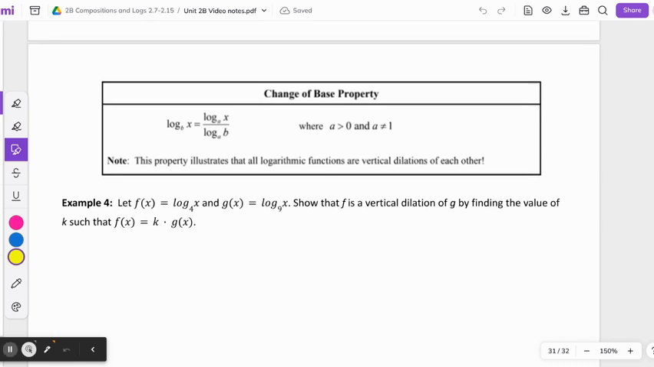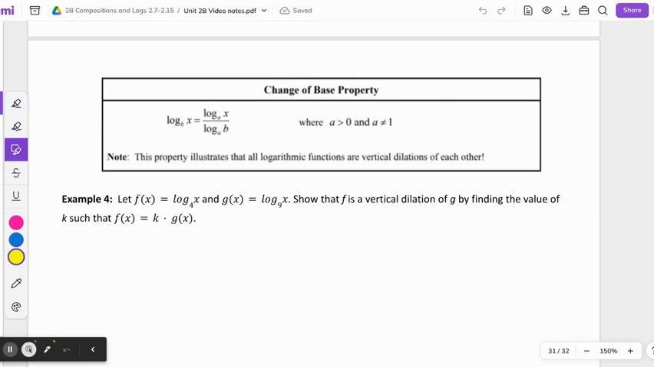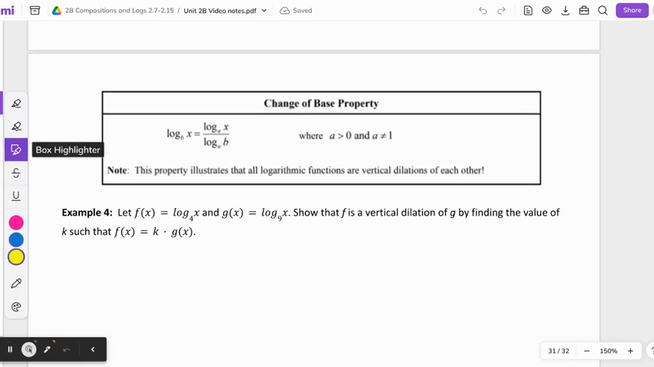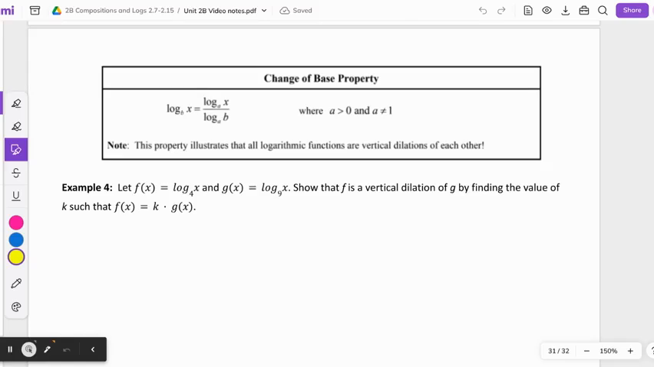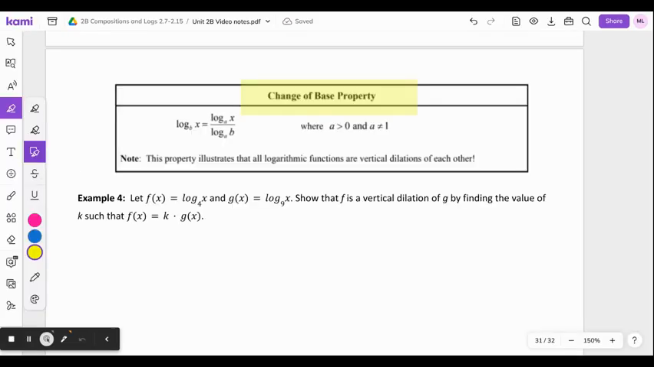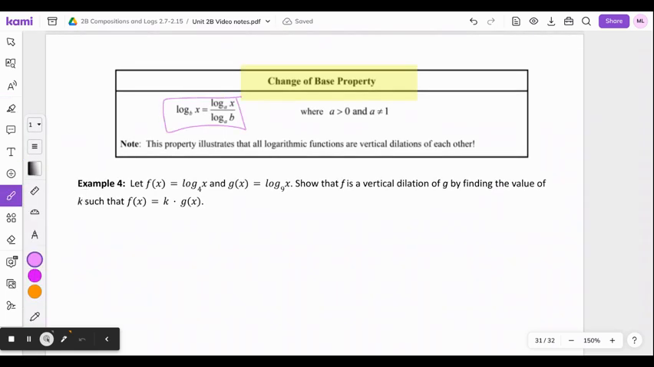All right, looking down here, we got the change of base property. So with the change of base property, we can also rewrite logs in a different form. So if you have log base b of x, another way to break it up is use a different base and do log base a new base of x, which is what you were taking the log of, divided by log base a, same base here, of your original base b. Okay, and this works when a is not 1 and greater than 0.